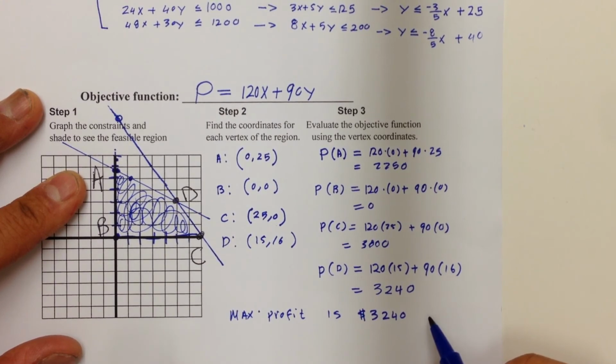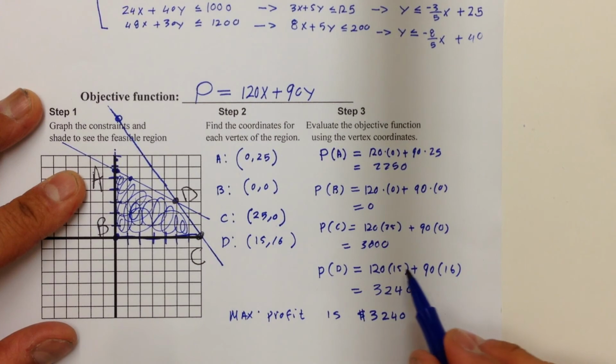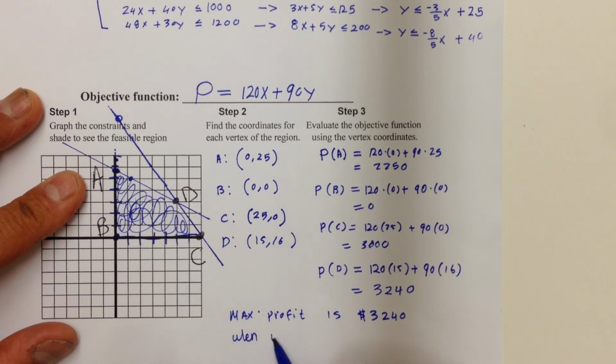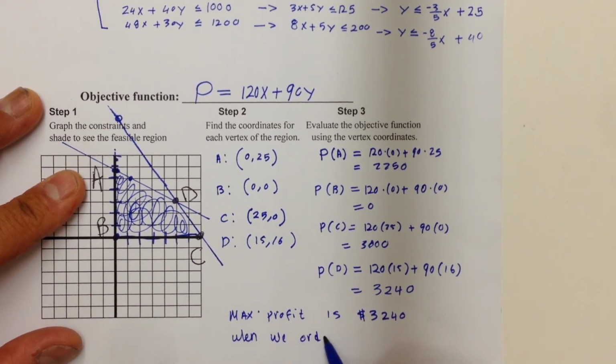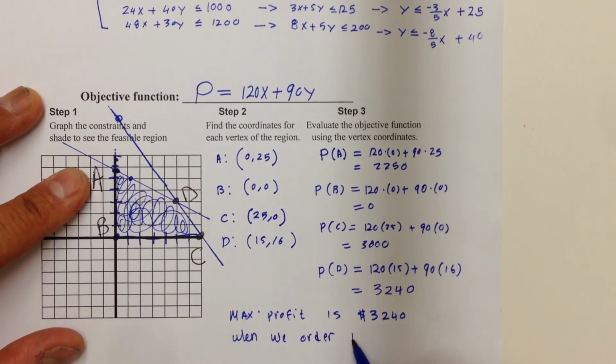And perhaps we can also indicate the number of boxes that would produce that profit. Max profit is 3,240 when we order 15 boxes of wall calendar and 16 boxes of pocket calendar.